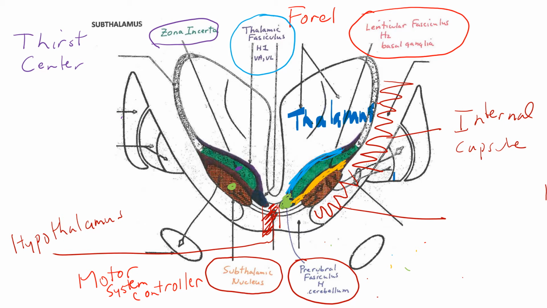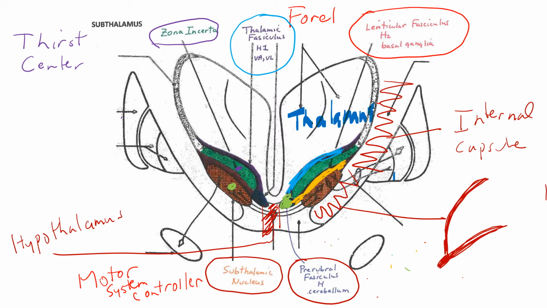The thalamic fasciculus is considered to be the continuation of the union of the prerubral fasciculus and the lenticular fasciculus. In other words, what I'm saying is that if this is the prerubral fasciculus, if this represents the lenticular fasciculus, these two meet to form the thalamic fasciculus. And the thalamic fasciculus will connect to VA and VL of the thalamus, which you'll remember were the motor nuclei of the thalamus.